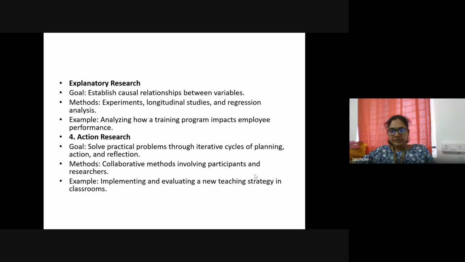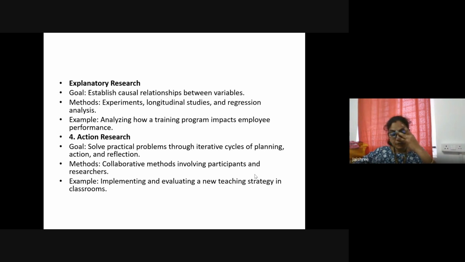Third is explanatory. Explanatory, as I told you, you take up causal relationships between any two domains and you try to explain the general statements that you make. Fourth, action research. Action research has many cycles of planning, then you do the action, and then you reflect on whether it needs any improvement. That's called action research. And for the methods, it would be nice to have collaborative methods involving all the participants and researchers.